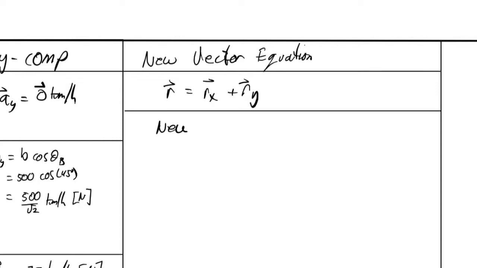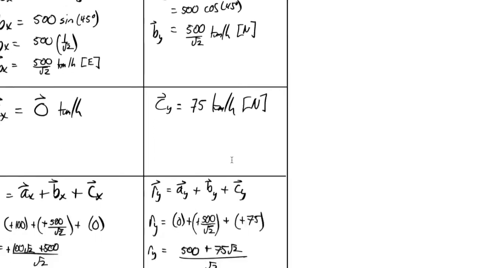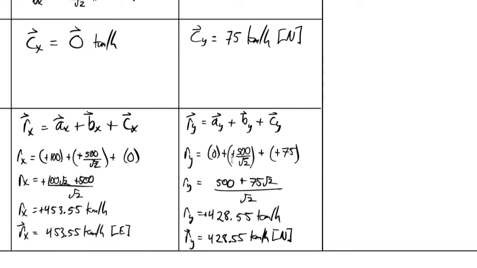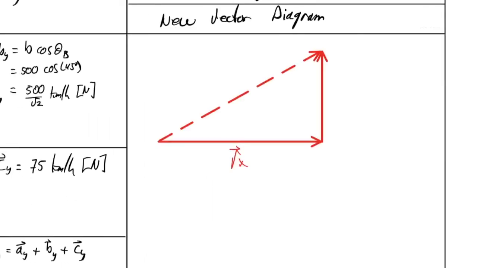Now we draw our new vector diagram. And remember, we have to start with Rx followed by the Ry. So looking at our values, our Rx is east, our Ry is north, and our Rx is larger than our Ry, and that should be reflected in the diagram. So there's our Rx, our Ry, and our resultant.